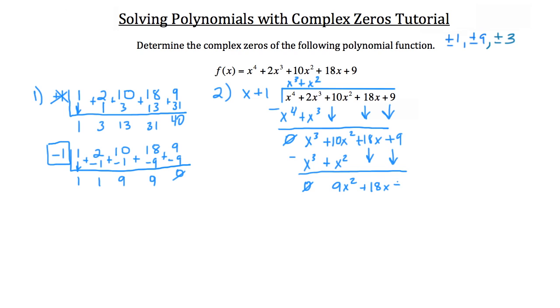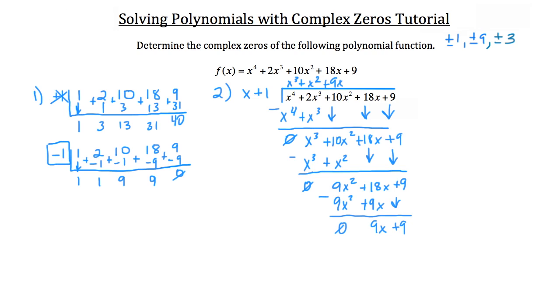So now what do we want to multiply x by to get 9x squared? Well, we want to multiply it by a positive 9x. 9x times x is 9x squared, and then 9x times that 1 right here is positive 9x. Again, we'll subtract. So 9x squared minus 9x squared is 0. 18x minus 9x is 9x, and then we'll bring down our 9. So now we have 9x plus 9.